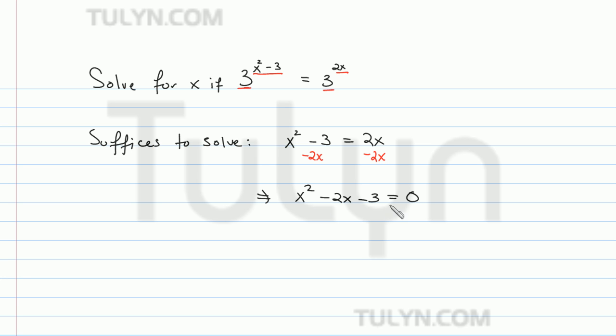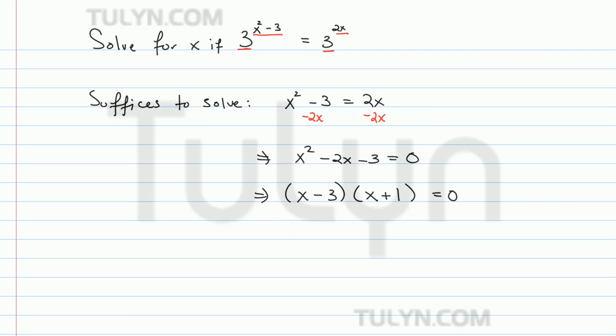Now that we have this quadratic equation, what we want to do is solve for x, right? So the first thing we should check is to see if this factors into anything. And as it turns out, it does. This factors into x minus 3 times x plus 1 is equal to 0. So this means that x minus 3 is equal to 0, or x plus 1 is equal to 0, right? The zero factor property. So x is equal to 3, or x is equal to negative 1.